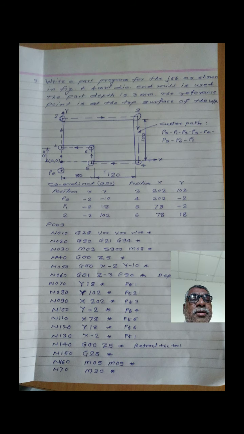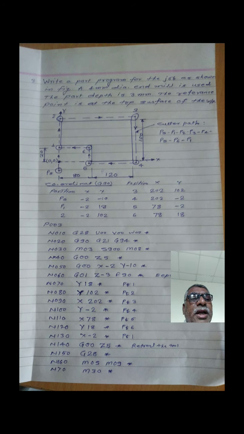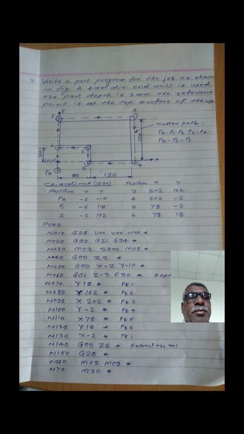Then block number 20, N020, G90, G21, G94, end of the block. What is the meaning of G90? Absolute coordinate measuring system. There are two types of coordinate measuring system: absolute and incremental. Here we are using the absolute coordinate measuring system. G21, all the dimensions are in metric units. G94, feed rate in millimeter per minute. This information is coded in block number 20.